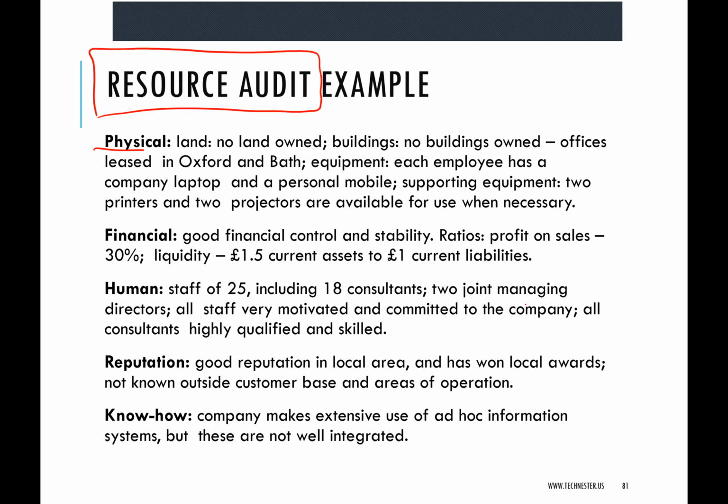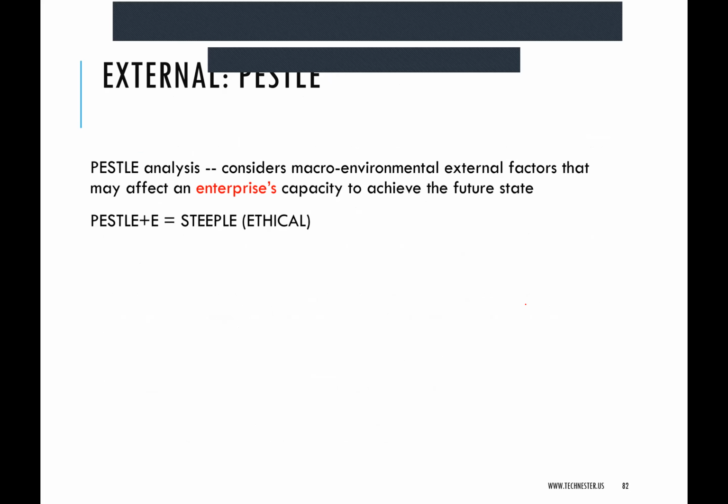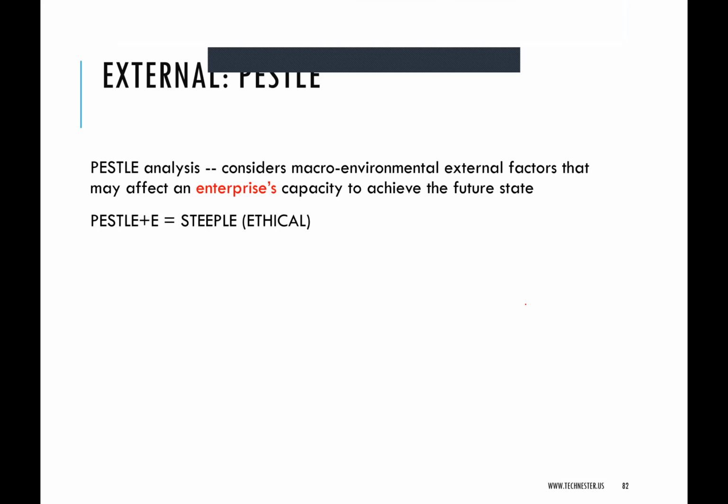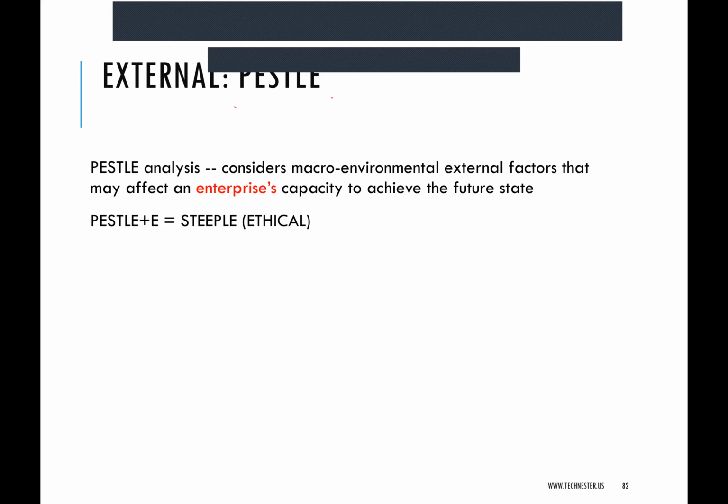After internal capabilities, you now have to look at the external environment. And one technique that you can use to identify external factors that may be affecting the enterprise, factors that the enterprise does not necessarily have power over, but are affecting it, is what we call PESTLE. So PESTLE. And I will explain what PESTLE means now.